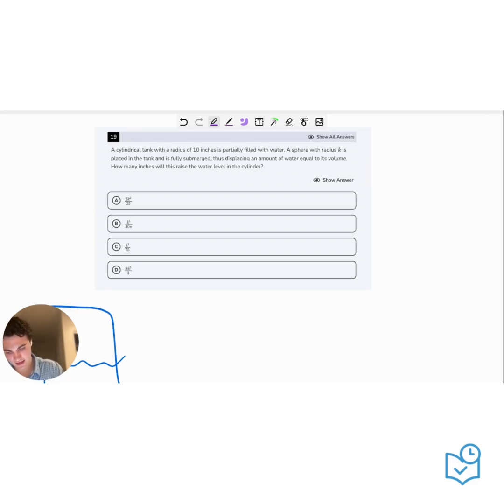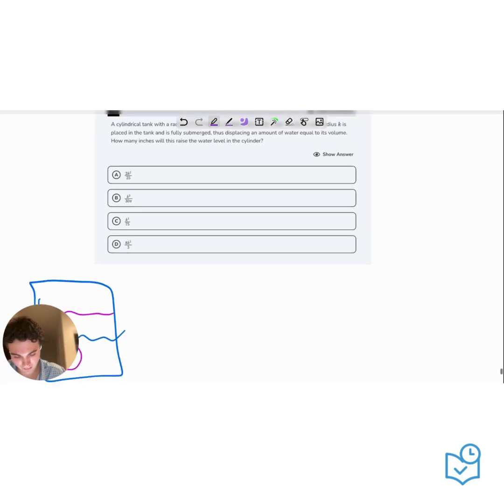A sphere with radius k is inserted into the tank, and then it increases the volume to a new amount by displacing the water. So what we need to find is the volume of the sphere to decide how many inches we're going to raise the cylinder. So what we can say is we can use what we're given to write some equations.